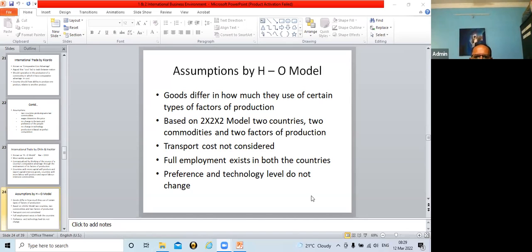Then this is the comparison between Ricardo theory and Heckler theory. Comparison between Ricardo and Heckler.